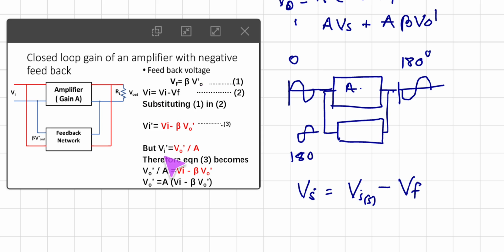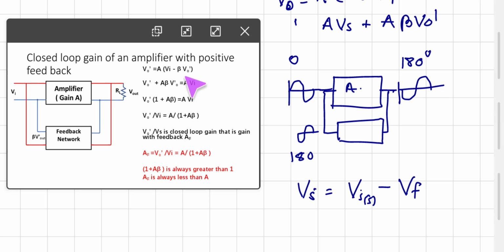But we know that Vi dash is equal to Vo dash upon A, that is, gain is equal to output upon input. So putting this value here, Vi dash is equal to Vo dash upon A, which is equal to Vi minus beta Vo dash, and therefore Vo dash is equal to A times Vi minus beta Vo dash. So Vo dash plus A beta times Vo dash is equal to A Vi, and from this relation we get Vo dash upon Vi is equal to A upon 1 plus A beta. This is nothing but the closed loop gain with feedback. Therefore Af is equal to A upon 1 plus A beta.